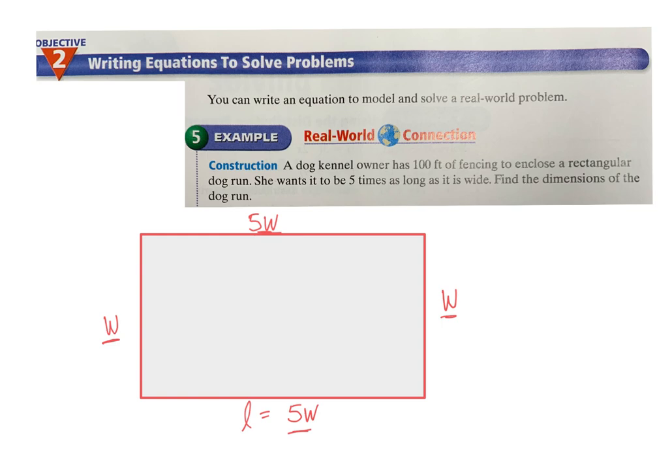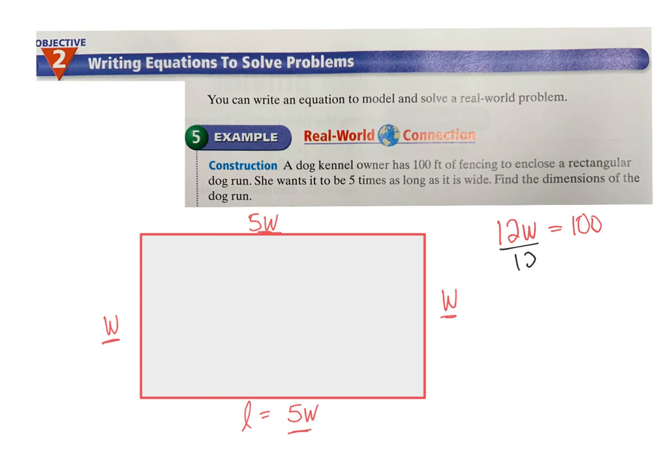What am I going to get there? How many W's do I have? 12. And that should add up to how much fencing I have. How much fencing do I have? 100, right? And they were nice. They're going to give us a fraction of a fencing because that's easy when we're making a fence, right? What do I do? How do I solve for my width?